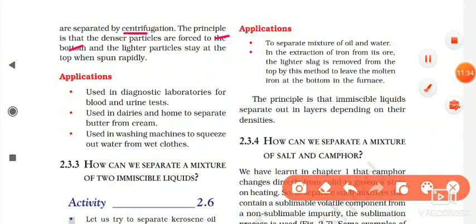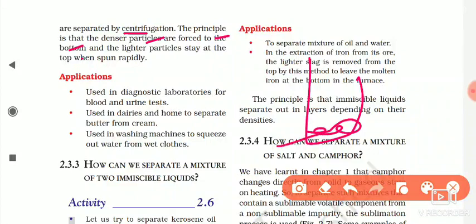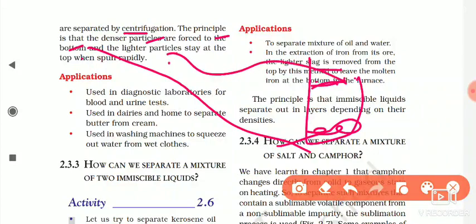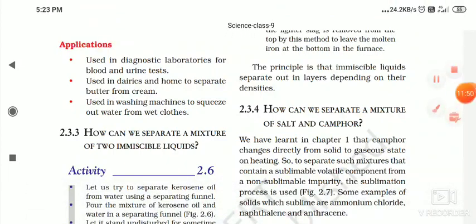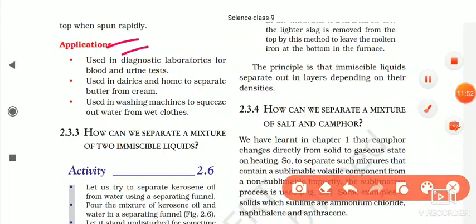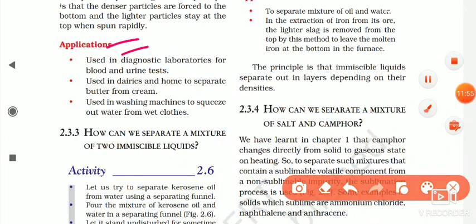The principle is that the denser particles are forced to the bottom, meaning denser particles settle down at the bottom, and the lighter particles float at the top. Now, what are the applications? Applications are important. Just know the applications of each method. At least two applications you should remember. First, use in laboratories for blood and urine tests.